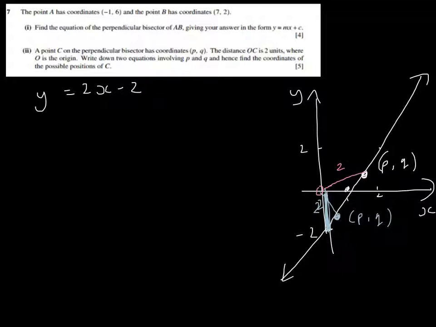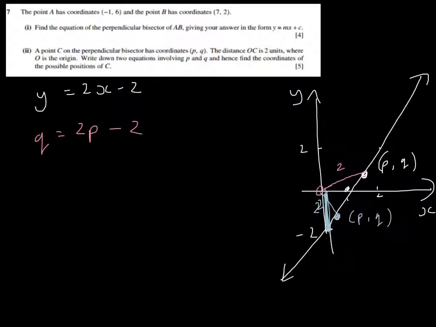Okay, so what we've got to do is set up some equations in terms of P and Q. The first obvious one to start off with is the fact that it's on this line, which is the perpendicular bisector. So when x is P, when we substitute in, we'll get y is Q. That's the first place to start. So Q is the same as 2P minus 2.